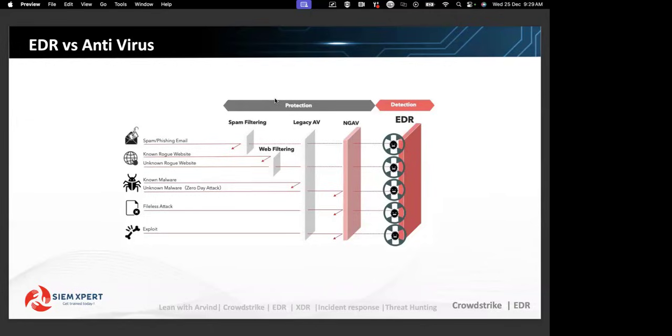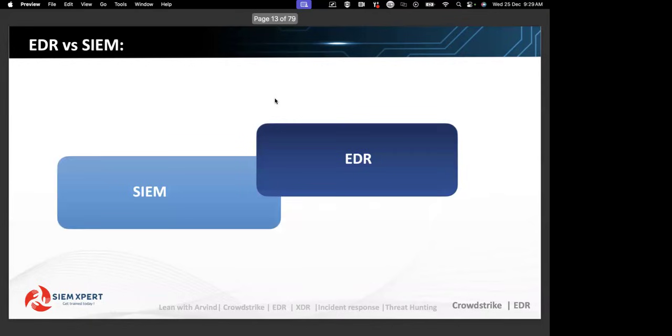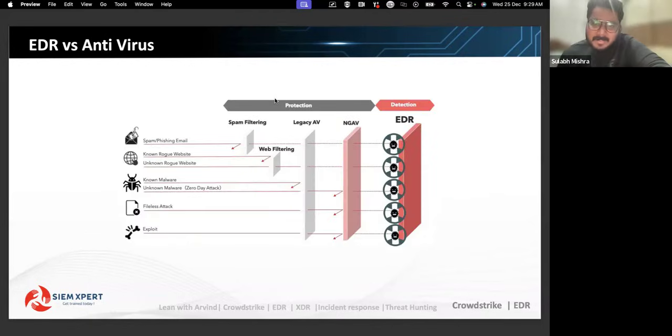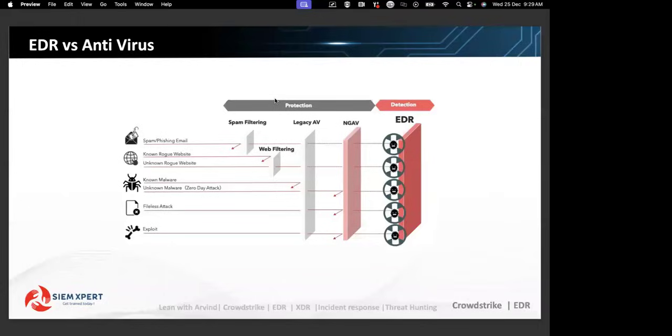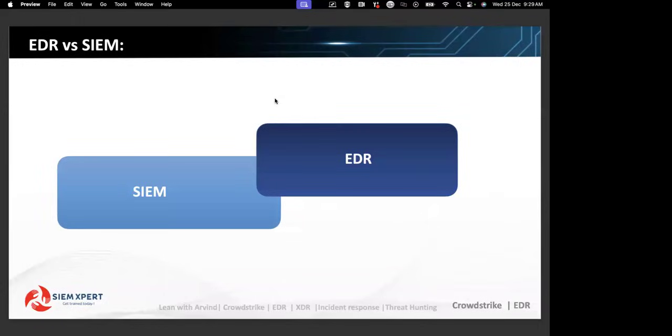Sir, the correlation rules are in the SIEM also. What are we doing with the SIEM? So, what is the need of having EDR? That is our topic.